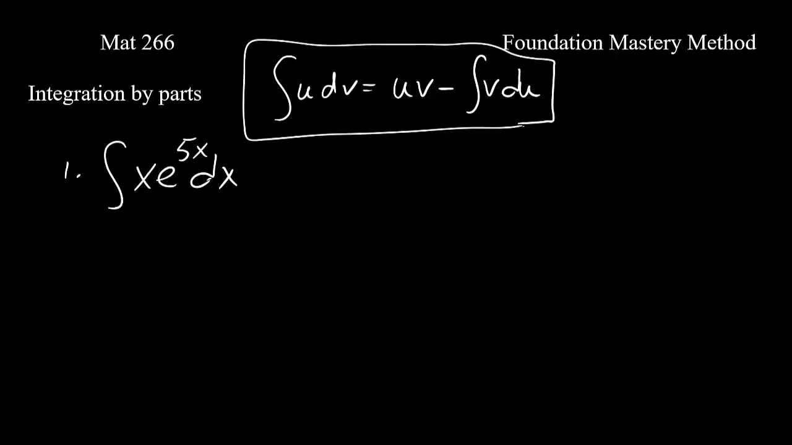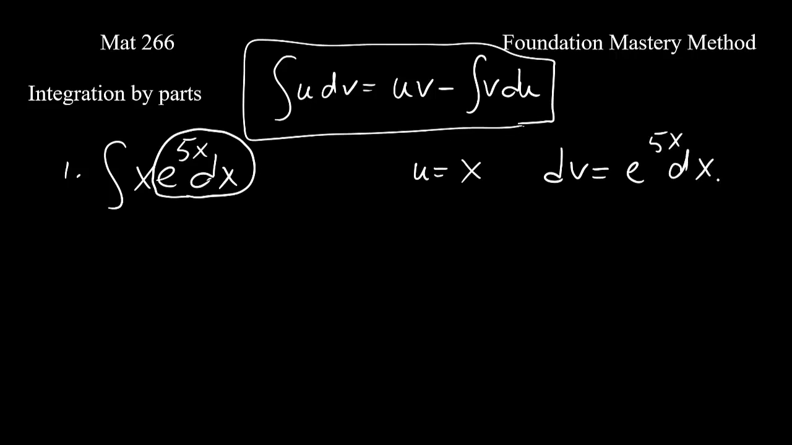For the first example, let's look at the integral of x times e to the 5x dx. Now we're going to apply integration by parts because we see here a product of two functions. The way we're going to set this up is we're going to let u equal x, since this is an algebraic function, and then everything remaining, e to the 5x dx, is going to be set equal to dv.